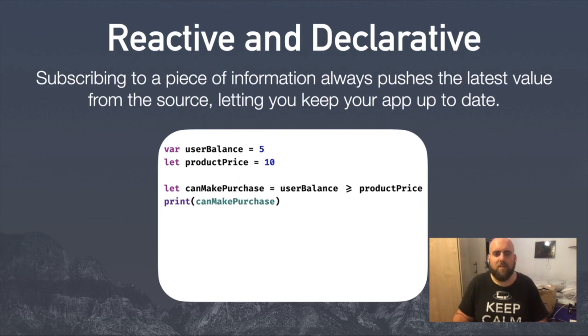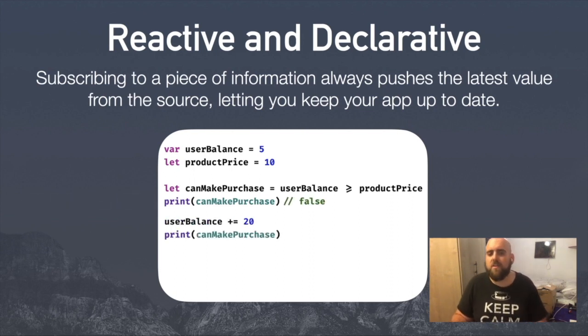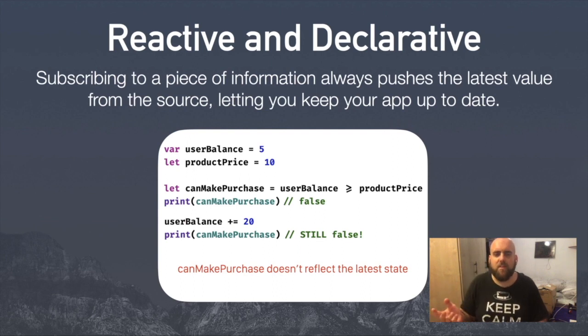Here's a good example of some regular Swift code. It doesn't use Combine. We have a user that has $5 and they want to purchase a product that costs $10. We have this Boolean that says, canMakePurchase. Is the user's balance greater or equal to the product price? That's obviously false. Later on, that user gets $20 more. I would expect canMakePurchase to be true at this point, but it's still false. The reason is that canMakePurchase doesn't reflect the latest state of everything that occurs in your system.